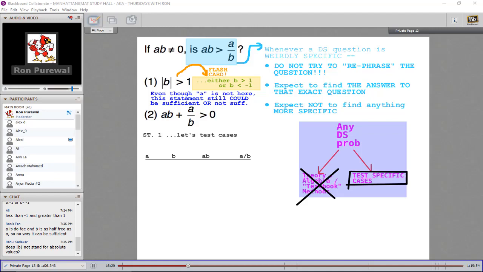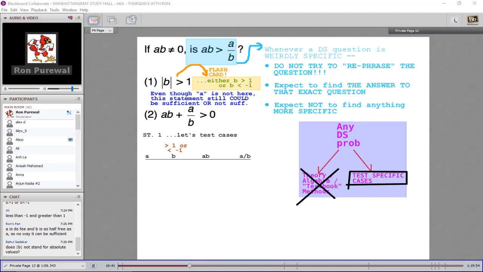Like here, the condition on B is that it has to be either more than 1 or it has to be less than -1. That's supposed to be -1. There we go. Just write that down so you have to remember it. Okay. So let's try a B.